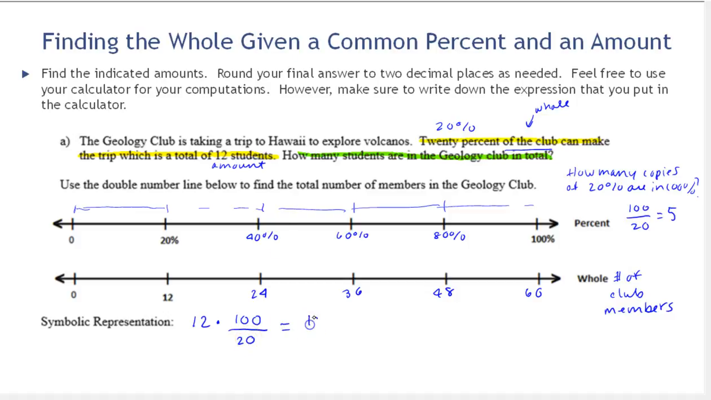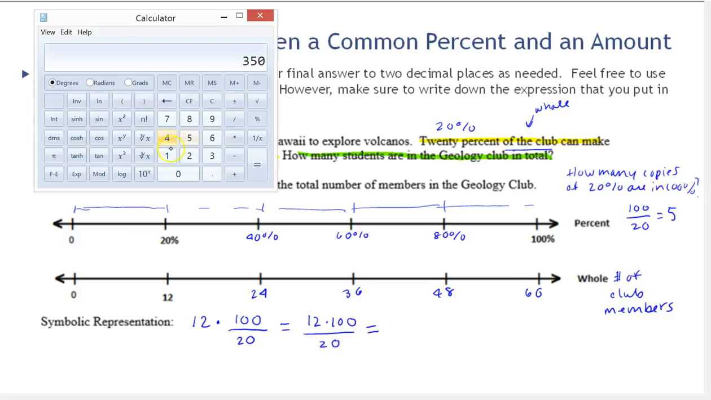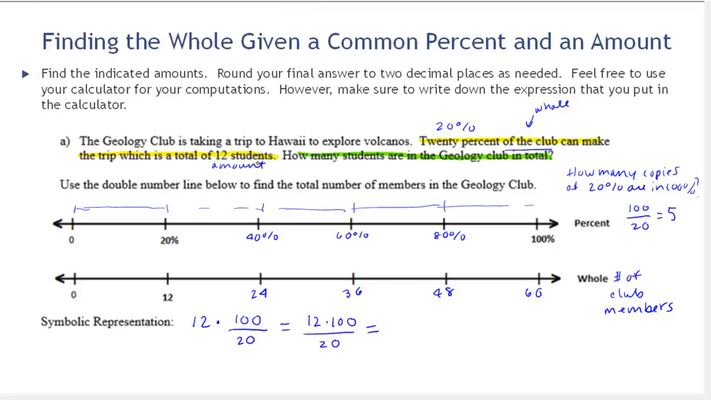Okay. Equivalently, I'm going to just write this out as one more step. We can think of taking the 12 and dividing it by 20. That would give us 1%. Okay, dividing 12 by 20 would line up with 1% of the whole. And then multiplying by 100 would give us 100 copies of 1%, or 100% of the whole. So we have 12 times 100 divided by 20, which gives us 60 members, and this corresponds to our number line work. Let's look at the next problem.